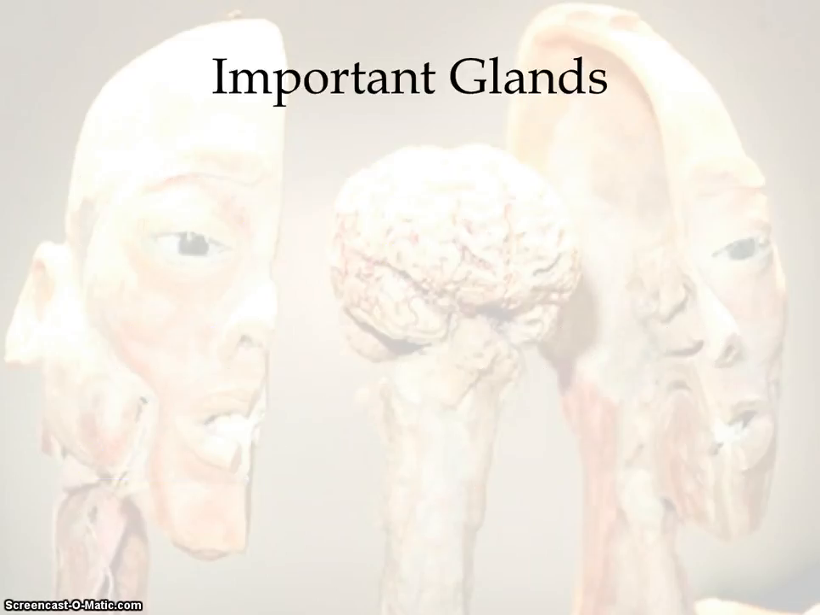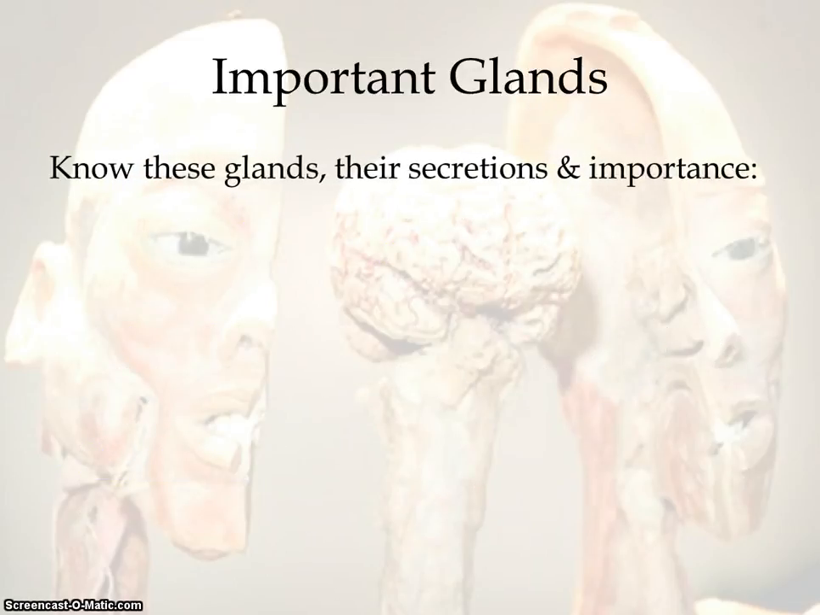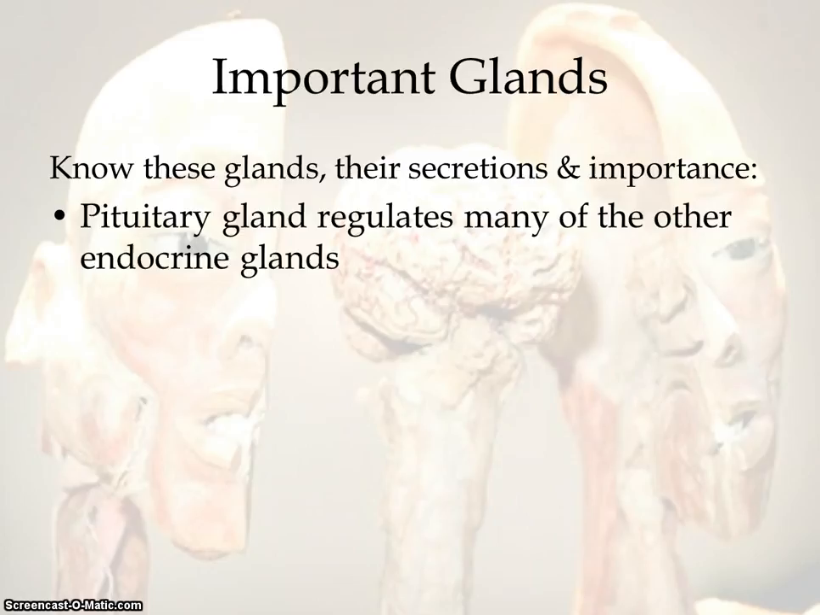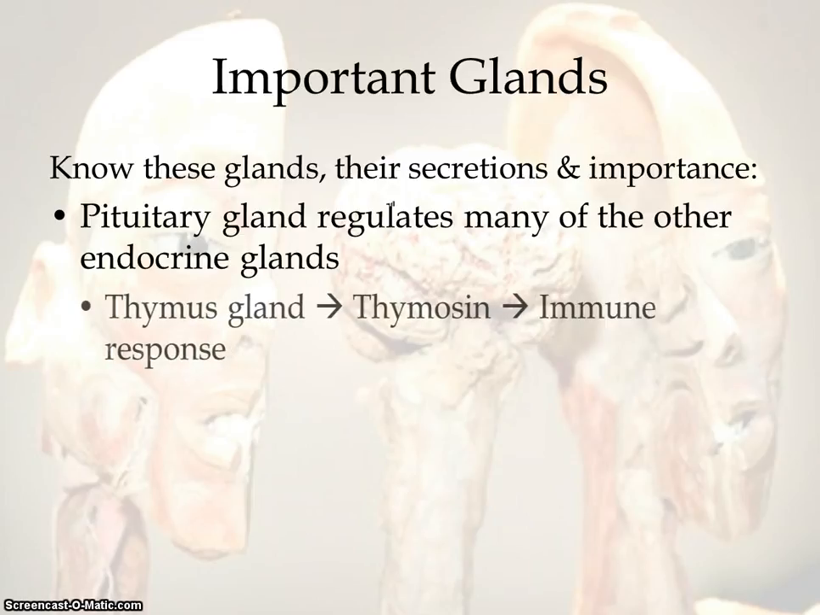So let's look at some important glands that you need to know about. The pituitary gland is probably by far the most important because the pituitary gland is what's actually going to regulate all of the other glands as far as their hormone production, when they need to produce. So the pituitary gland is kind of like the boss of the endocrine system.